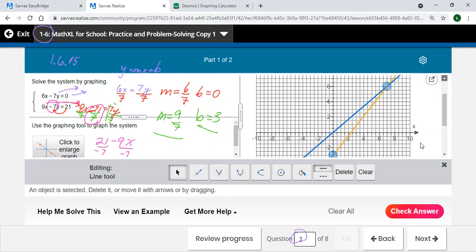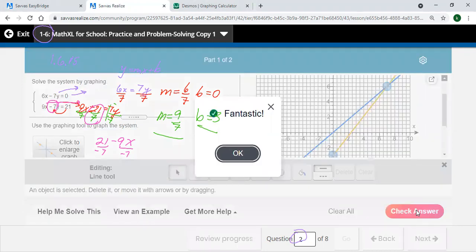All right. So again, persevere. If you make a mistake, go back and check your work. You can get it. Let's see how we did. There we go. We found it.